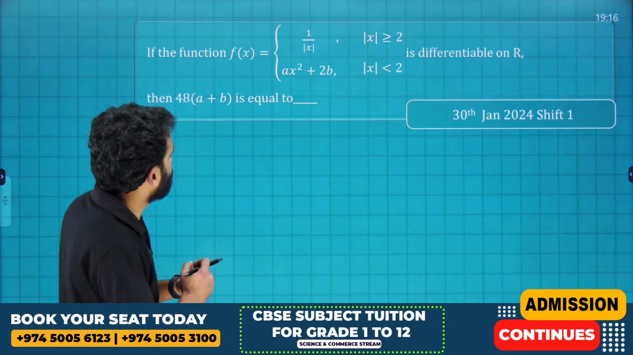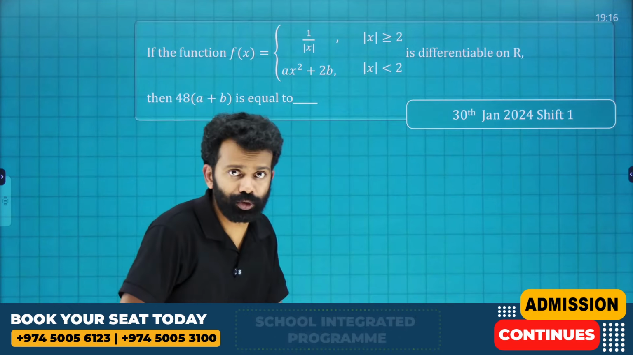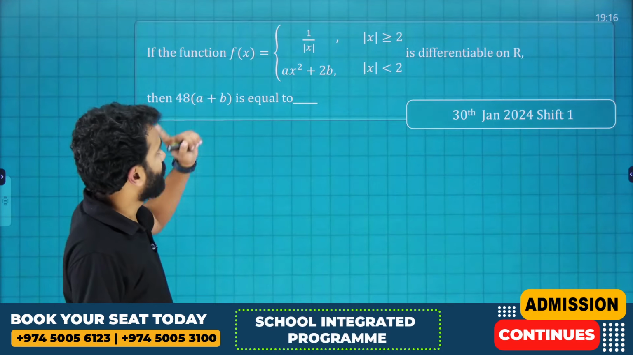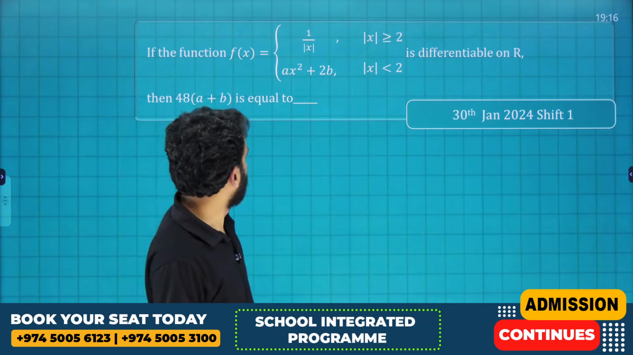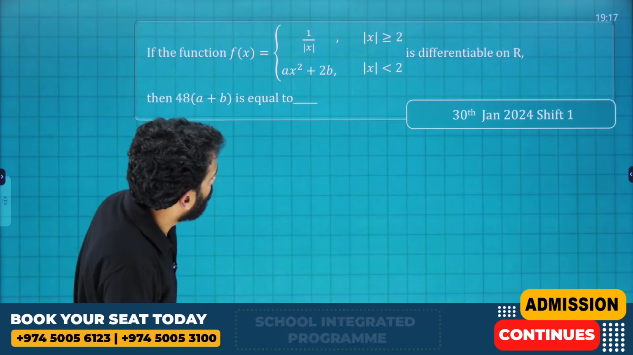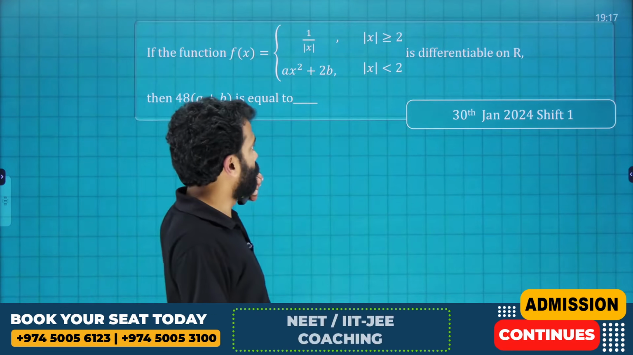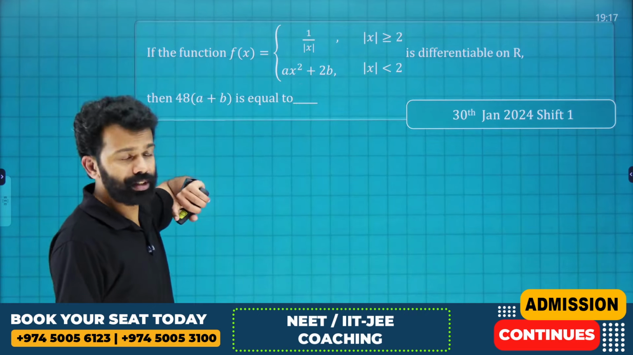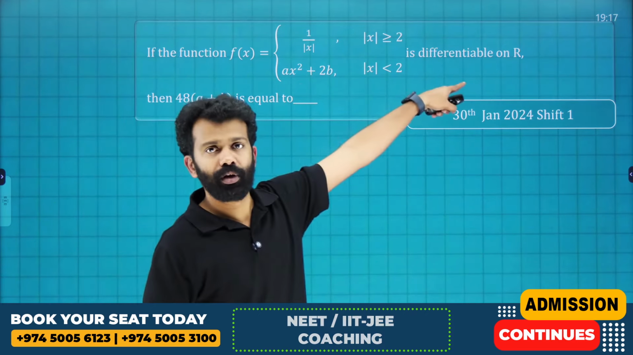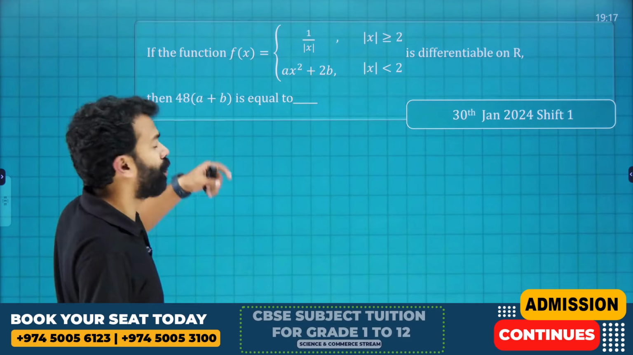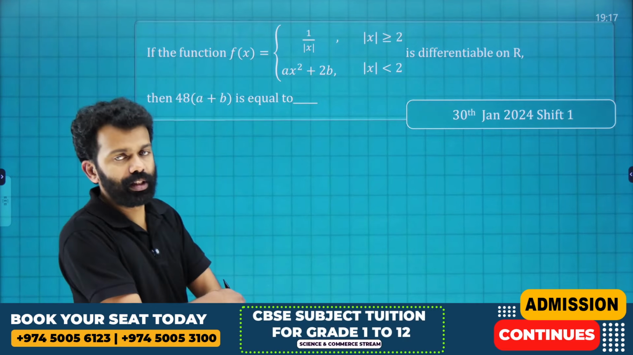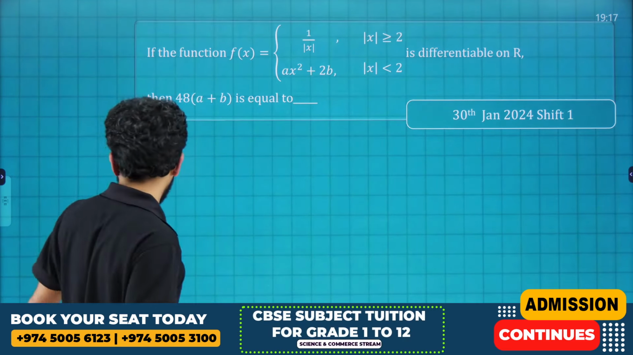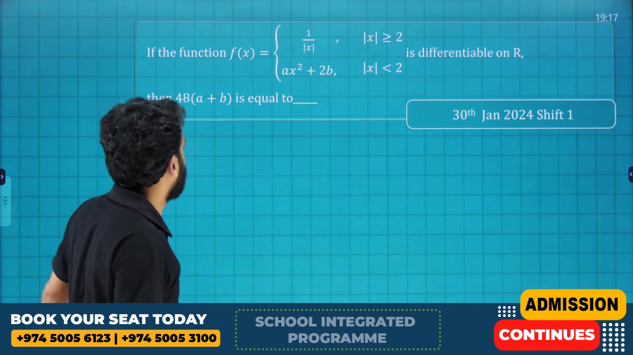So our next question, and the last question for today's session. If the function is given by f of x is equal to 1 by mod x, where mod x is greater than or equal to 2, and ax squared plus 2b where mod x is less than 2, is differentiable on R, then you need to find the value of 48 into (a plus b). So let's formulate.